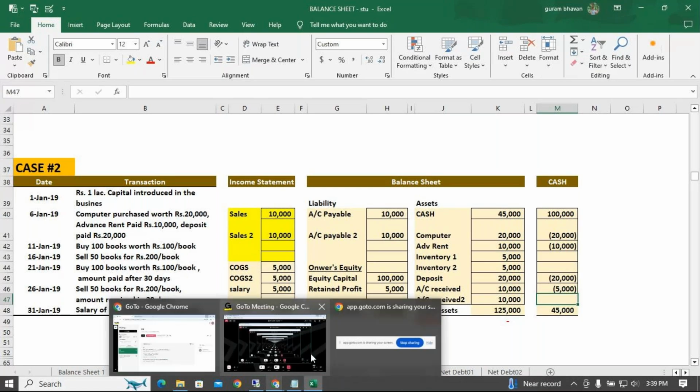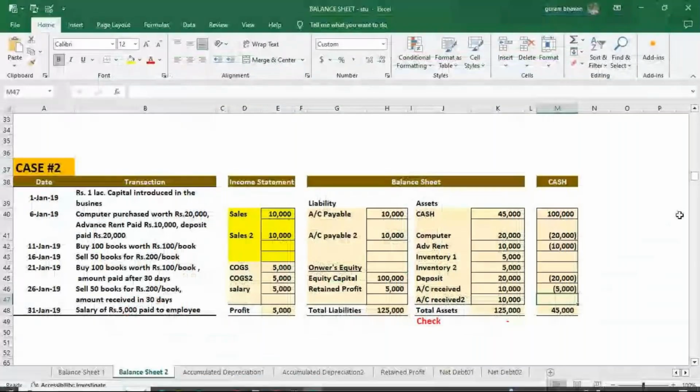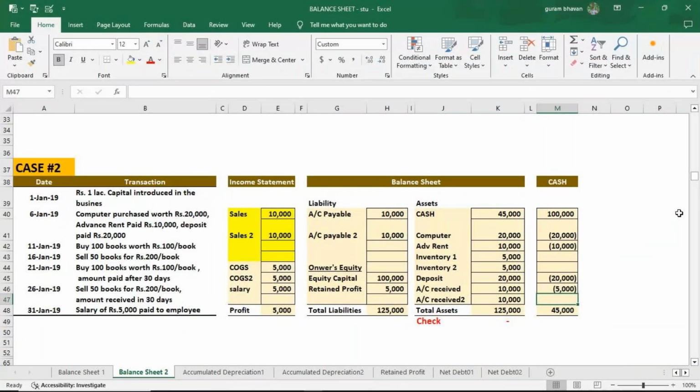Just 1 second, I'll check. Yeah, I have put it on record. If anybody is having any doubts, please ask. This is balance sheet 2, case 2, what I am solving. Yesterday I had given it as an assignment. The ones who have done it, check whether you have got the right answer.